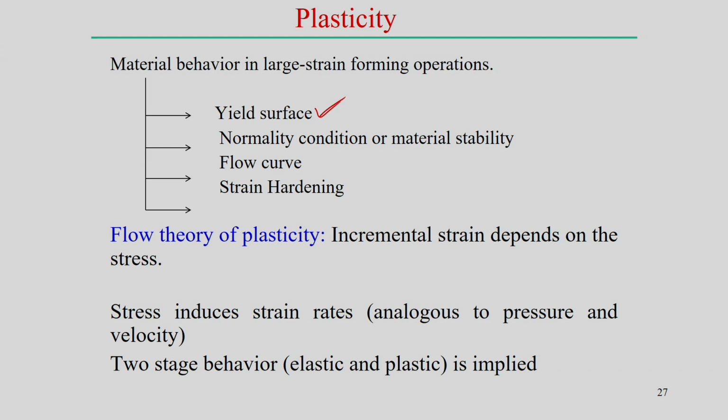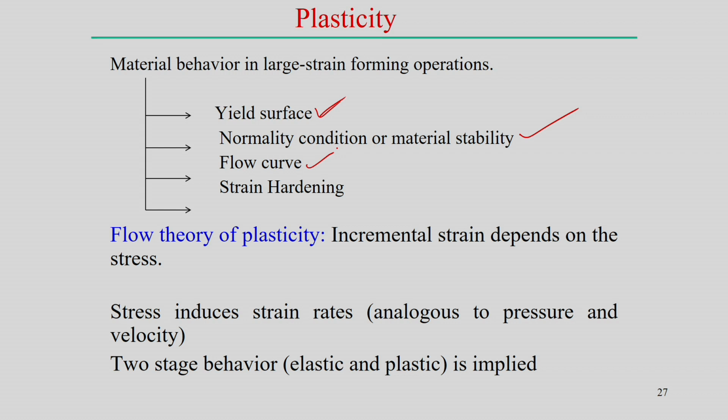The second point is that to sustain the plastic deformation, we need to put some condition that is called the normality condition, or material stability, and that material stability is analogous to the plastic deformation behavior. Then we also define the flow curve. The flow curve behavior is necessary to develop the plasticity model, but we will be focusing mostly on the yield surface and this normality condition.